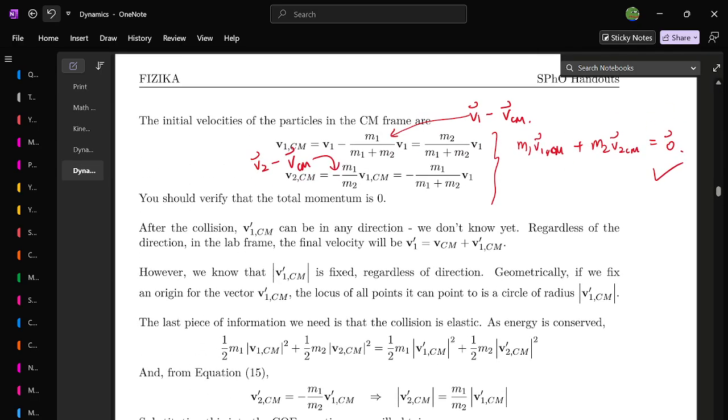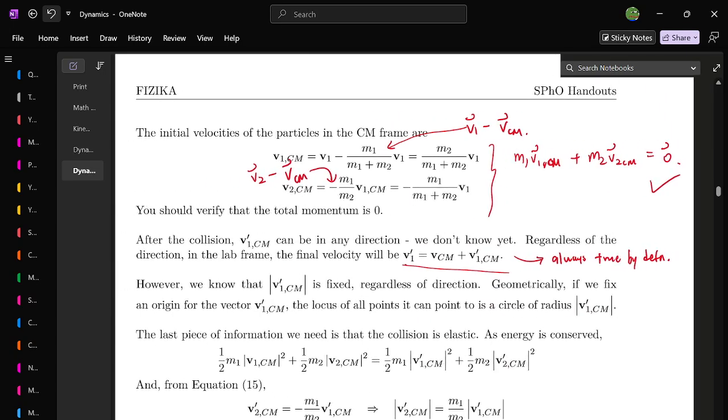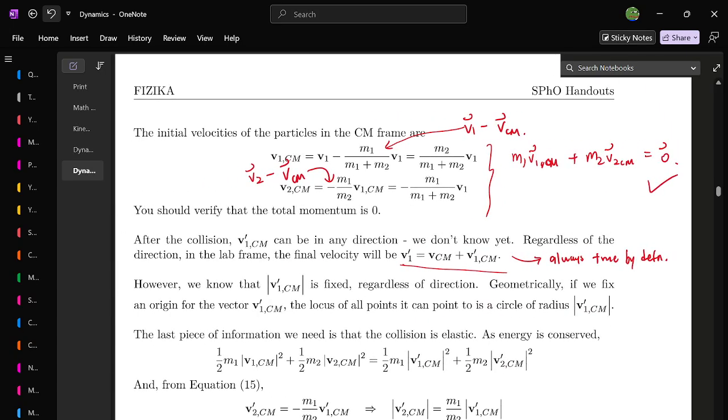But regardless of whatever happens, in terms of vectors, this will always hold: v1 prime equals vCM plus v1 prime CM, where v1 prime is the final velocity of v1 in the lab frame. This is true by definition, because of how you define going between frames. So this is always true by definition, no matter what the direction of v1 prime CM is.